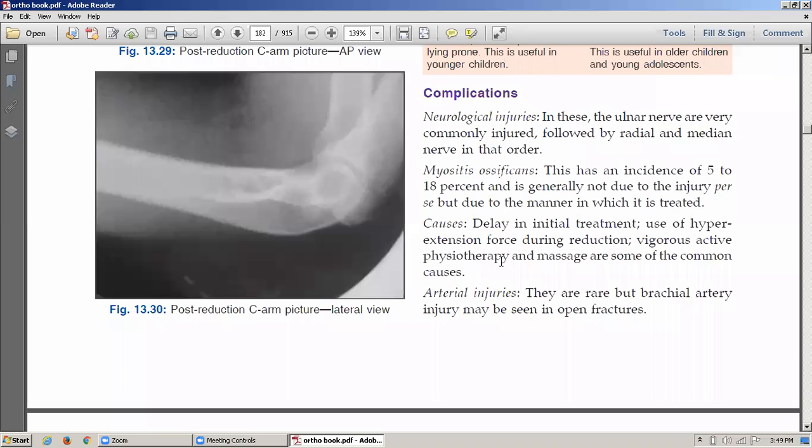Causes are delay in initial treatment, use of hyperextension force during reduction, vigorous active physiotherapy and massage, which are some of the common causes. Then arterial injuries are rare, but brachial artery injury may be seen in open fractures.